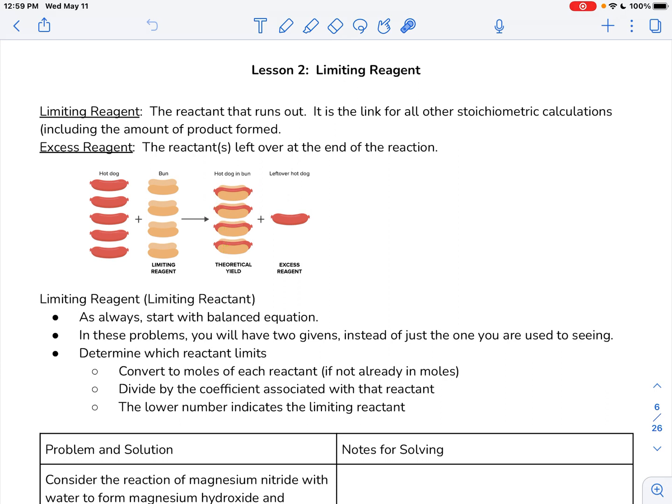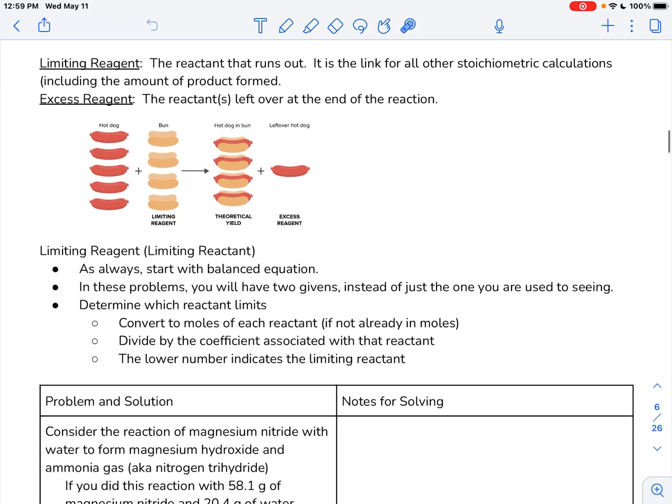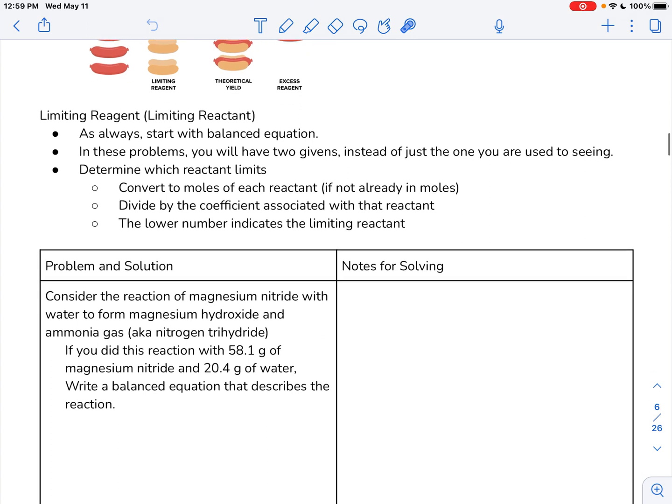So we really care about the limiting reagent in our chemistry world a lot more because it tells us how much product we can make, and when you are a chemist, you're often interested in a certain product. So what we're going to do in this video is go over how to find the limiting reagent and the types of questions you could be asked on limiting reagent. And then we'll talk about how to find the excess reagent and the type of questions you might be asked for that.